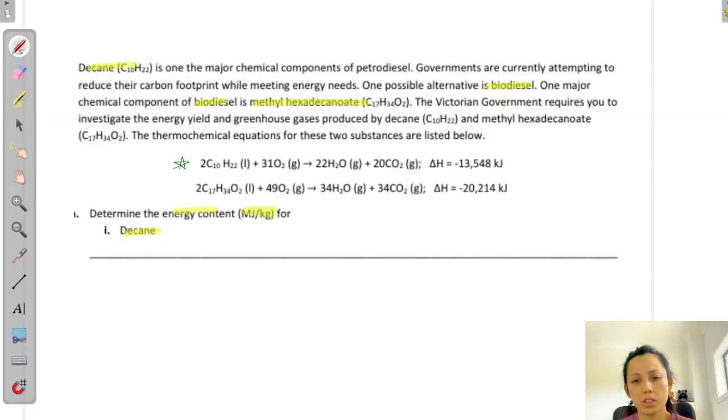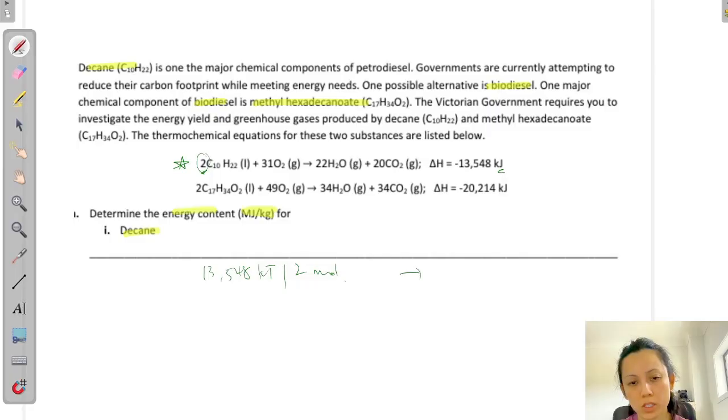You'll notice that the units presented to you for the delta H is currently kilojoules. Now, kilojoules per what? It's going to be kilojoules per mole, specifically kilojoules per 2 mole. So at the moment, the enthalpy you've got is 13548 kilojoules per every 2 mole. The reason I say per 2 mole is because, as per the balanced equation, you're using 2 moles of the fuel, which is the decane.